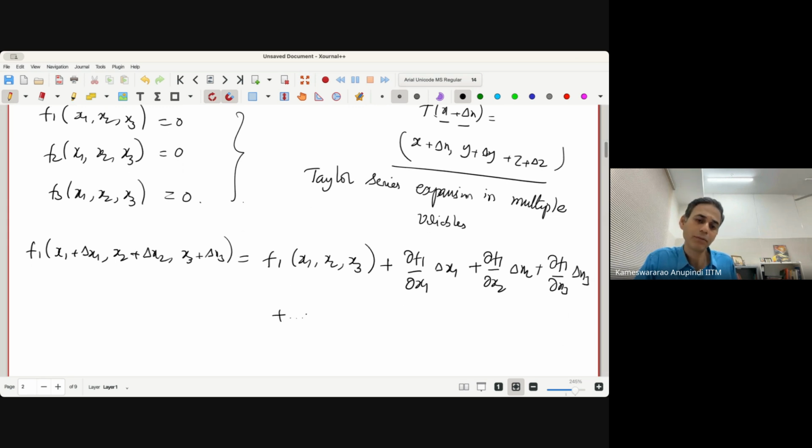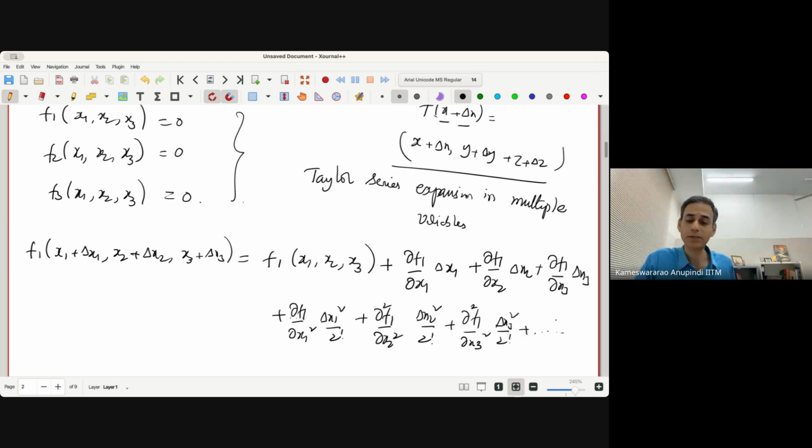of course, I'll have more terms, which are basically partial square f1 by partial x1 square, delta x1 square by 2 factorial, partial square f1 by partial x2 square, delta x2 square by 2 factorial, partial square f1 by partial x3 square, delta x3 square by 2 factorial, and so on. And then many other things. In fact, I will also have mixed derivatives like partial square f1 by partial x1 partial x2 times delta x1 delta x2 and so on, right? We will keep on having several such terms.